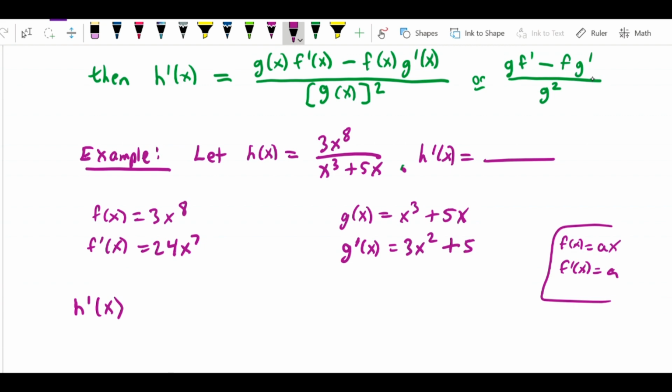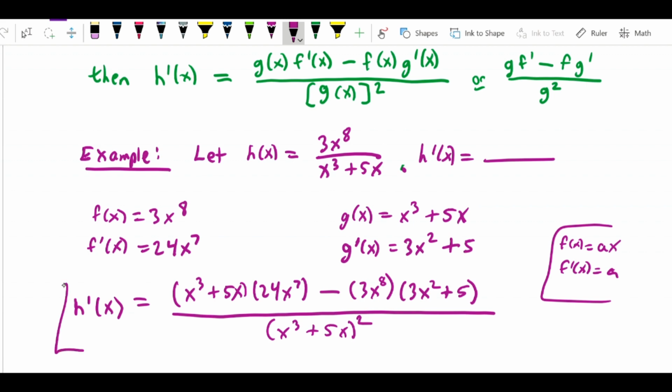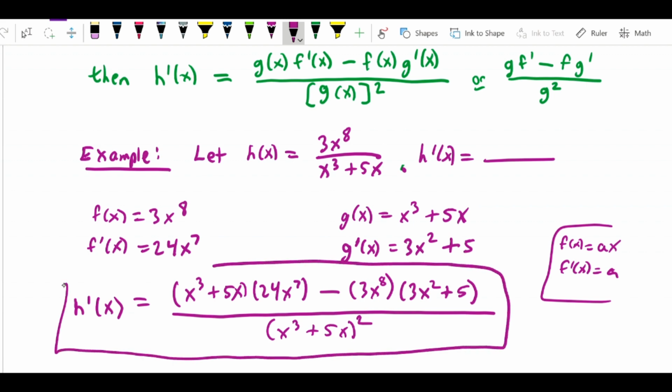We can pretty much read what we need off of this table. So this is going to be equal to g, which is x cubed plus 5x, times f prime, which is 24x to the 7th, and then minus fg prime, so that's going to be minus 3x to the 8th times g prime, which is 3x squared plus 5, and then we put all of that over g squared, which is x cubed plus 5x squared. Write that exponent 2 a little nicer. There we go. So that is h prime of x.